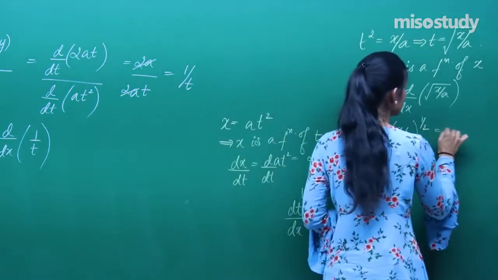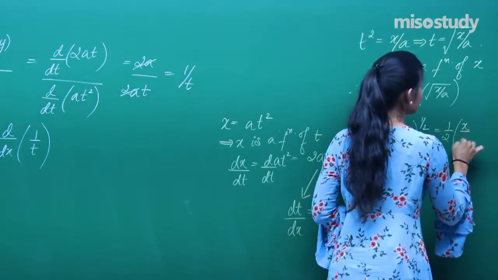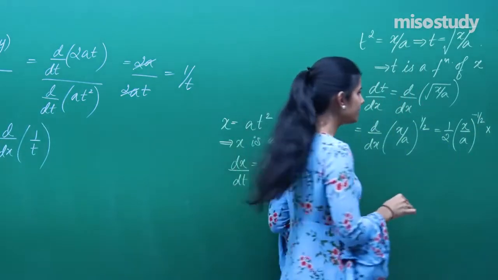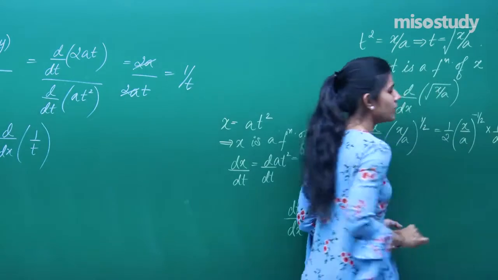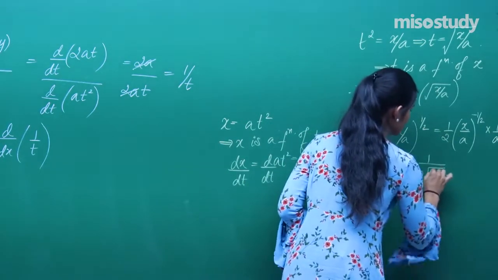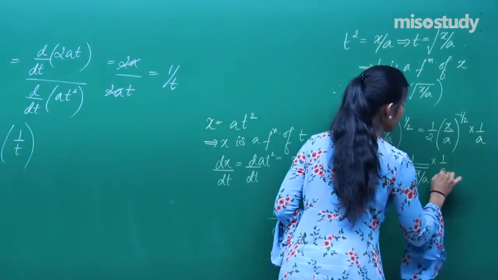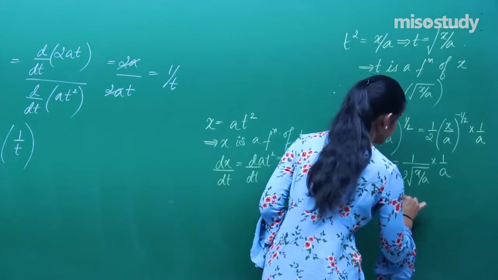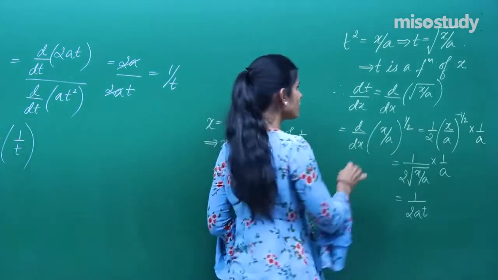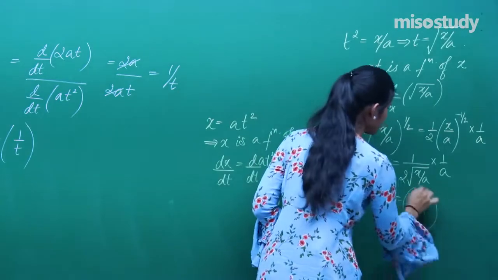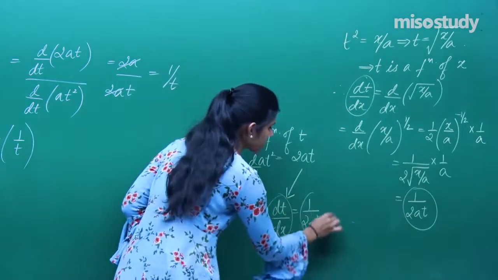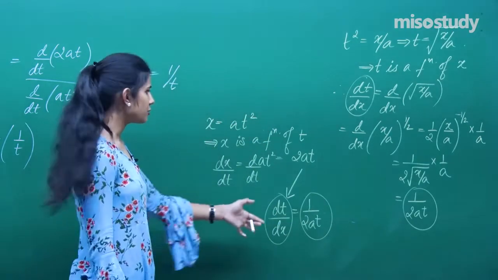This is equal to what? 1 by 2, x upon a to the power 1 by 2 minus 1, into d by dx of x upon a, which is 1 upon a, d by dx of x, which is 1. This gives you 1 by 2 times root over x upon a into 1 upon a, but root x upon a is t, so you get 1 upon 2at. By this also you are getting d by dx of t is 1 upon 2at, or directly if you have dx by dt, you can write dt by dx is 1 upon 2at. By any of the concepts you can write this.